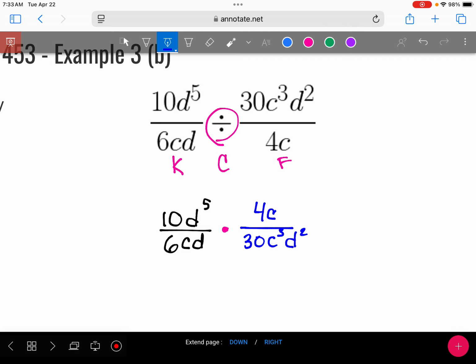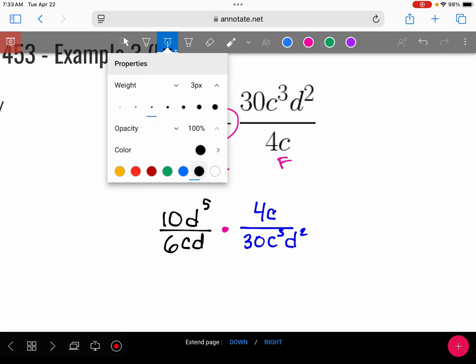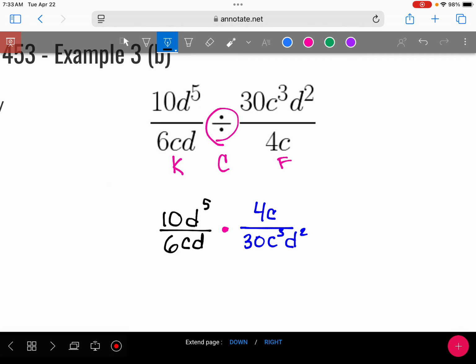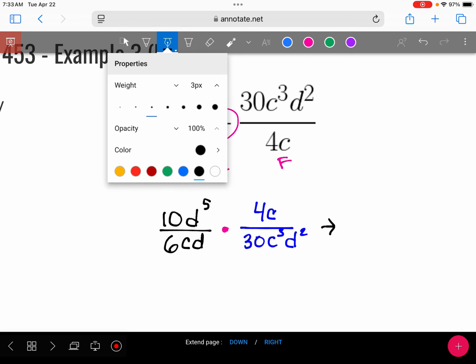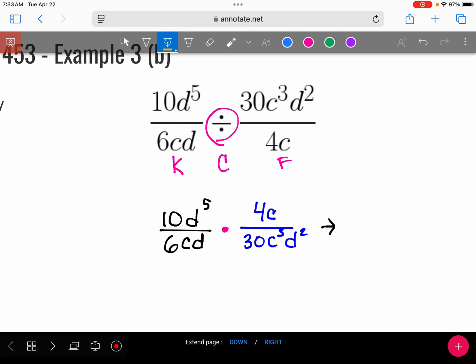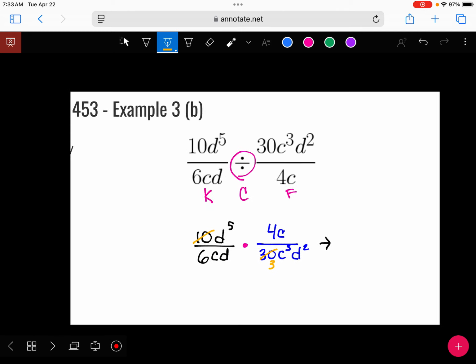What do we do now? Now I've got this down to multiplication. We're much more comfortable with multiplication, so I highly recommend we do that first. But what do we need to do next? Do we see anything that can cancel out? The 10 and the 30 can divide by 10, and the 6 and the 4 can divide by 2.